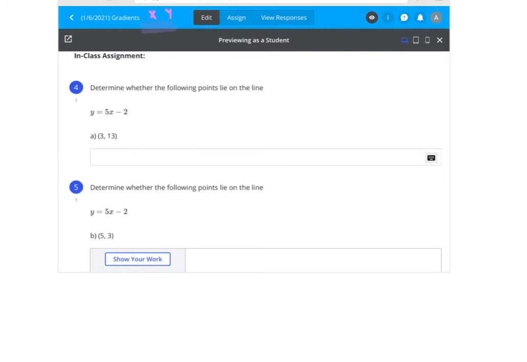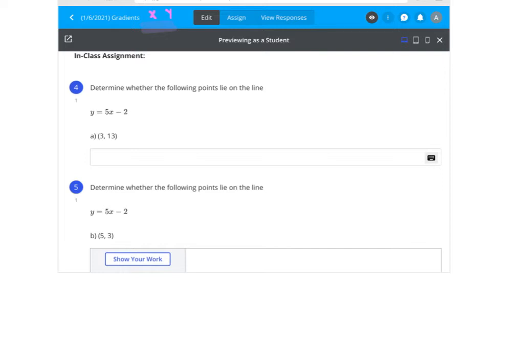So when you write your answers in, I know that I told you different things, but just for the purpose of being consistent, when you write down your answers, you'll say, yes, the point (3, 13) does lie on the line y is equal to 5x minus 2. So the whole sentence basically means that yes, the point that we're given does lie on the given line.